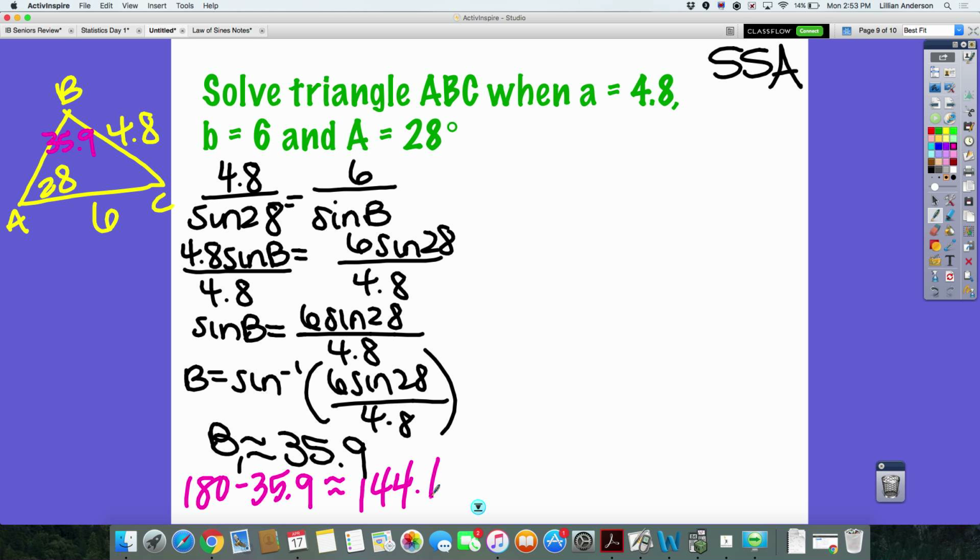144.1. So that means in my second triangle, if I do indeed have a second triangle, B is going to be 144.1. A is still 28. Side A will still be 4.8. And side B will still be 6. Because you subtract the angle from 180.